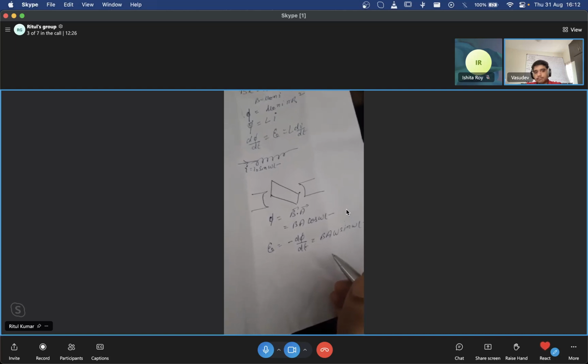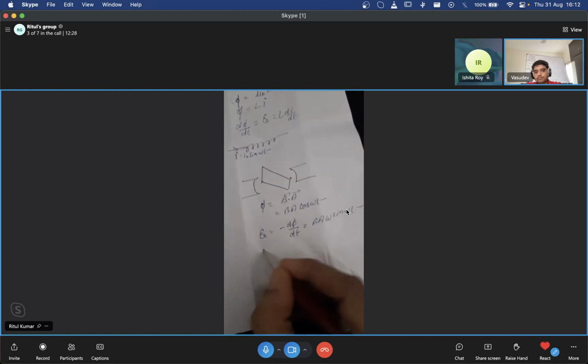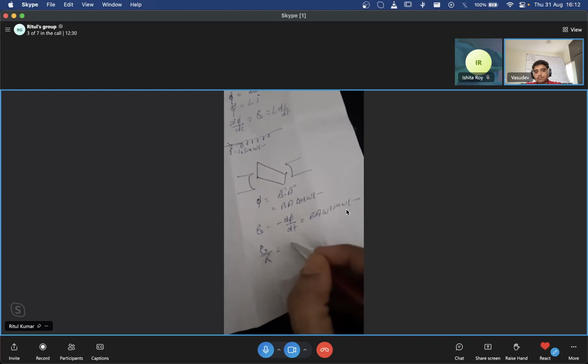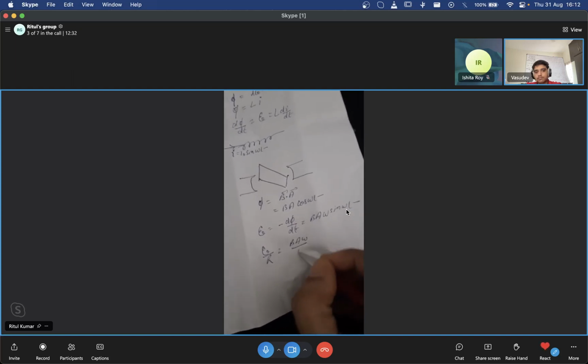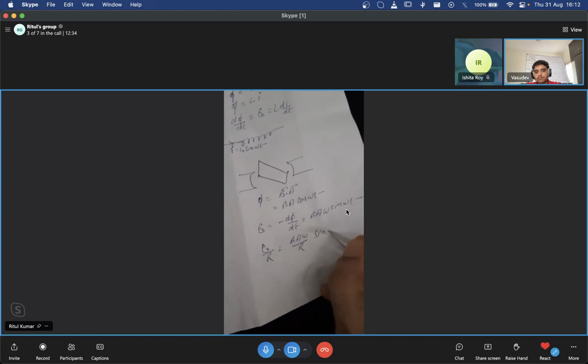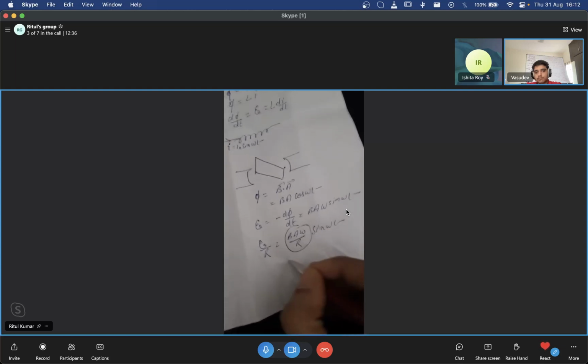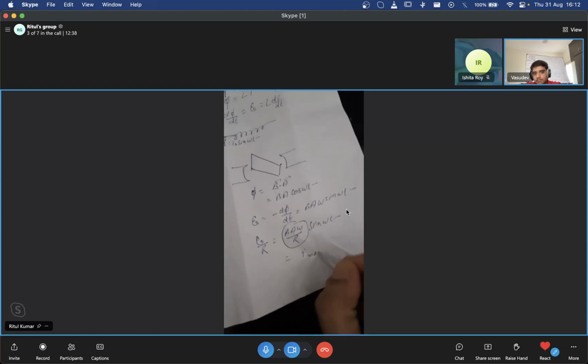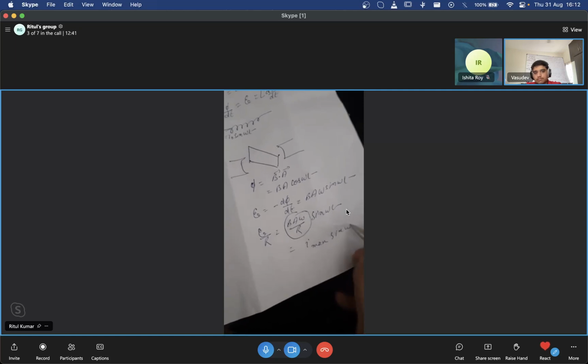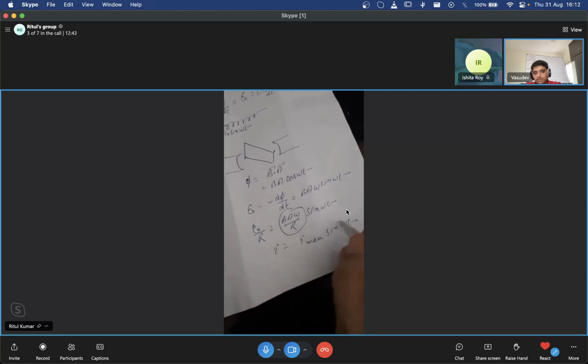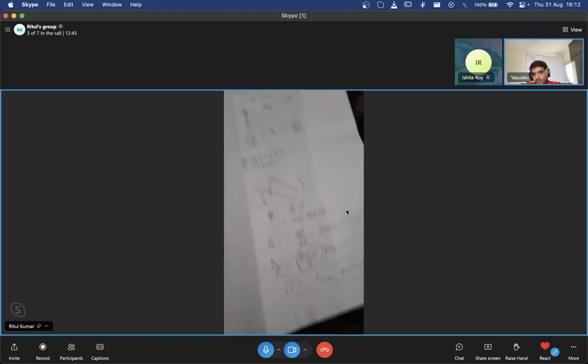The EMF generated, if R is the total resistance of the coil, then E by R gives B A omega by R sine of the angle omega t, and B A omega by R can be written as I max. I max sine of the angle omega t. This is how I is varying.